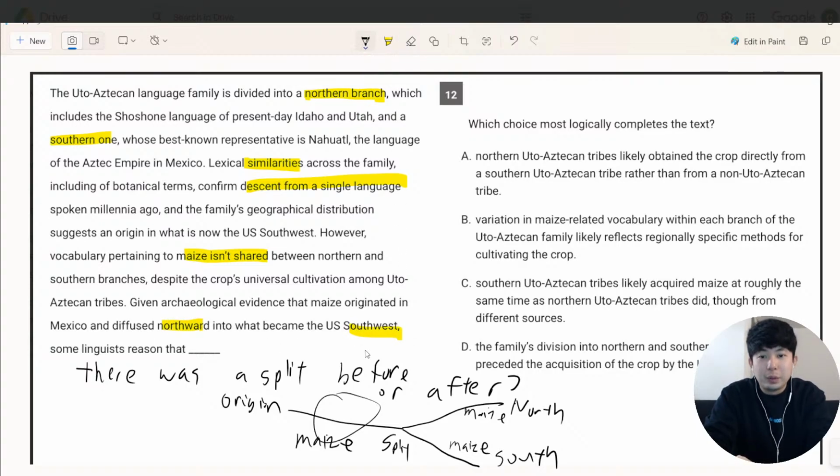There's a lot of distraction here, like the southwest and the northward, and all of that geography, I don't care about those things. Okay. So this is a timeline question. They didn't give a year specifically, but it's a timeline.